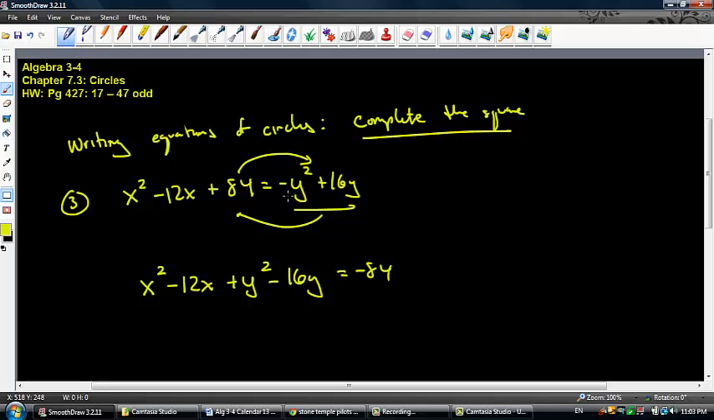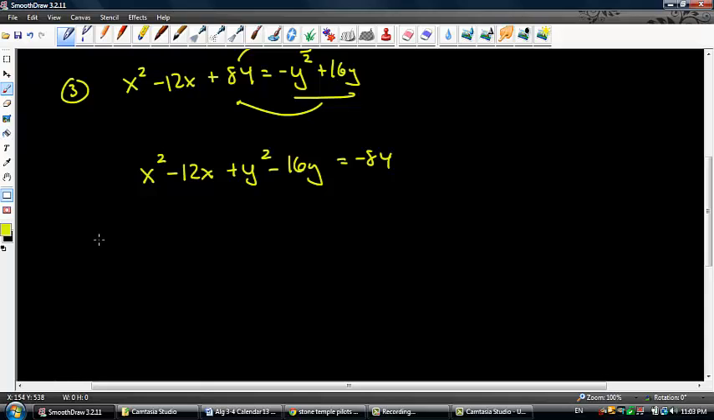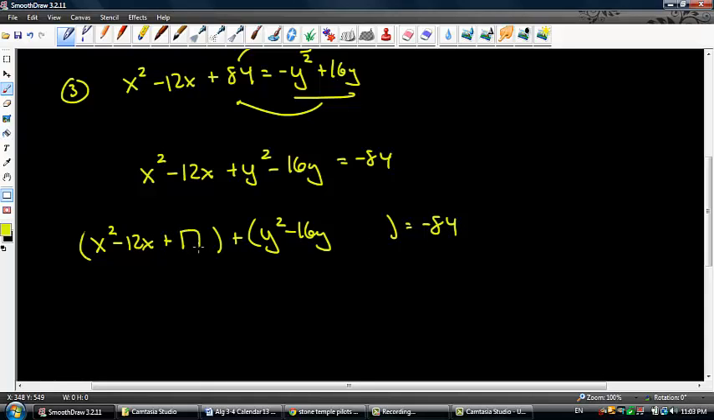Again, I just added y squared to both sides, subtracted 16y from both sides, and subtracted 84 from both sides. And this is what I get. I'm ready to complete the square. I've got x squared minus 12x, leave yourself some space, plus y squared minus 16y, leave yourself a little more space, equals negative 84. I'm going to add the boxes, which means I have to do it on this side as well.